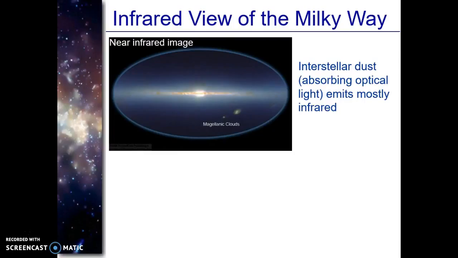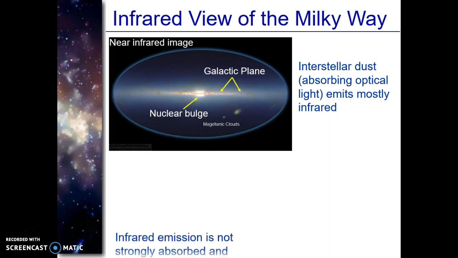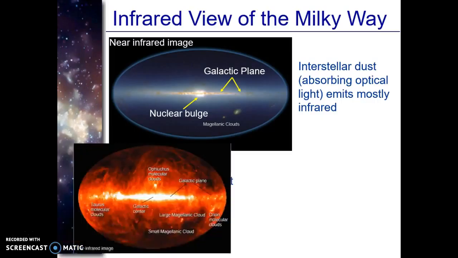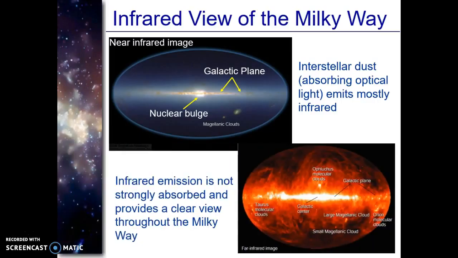You can view the Milky Way from infrared images, and when you do this, because the interstellar dust is absorbing optical light and giving off mostly infrared light, you'll see the interstellar dust. And there's the nuclear bulge. However, infrared emissions are not strongly absorbed, and they provide a beautiful, clear view of the Milky Way.